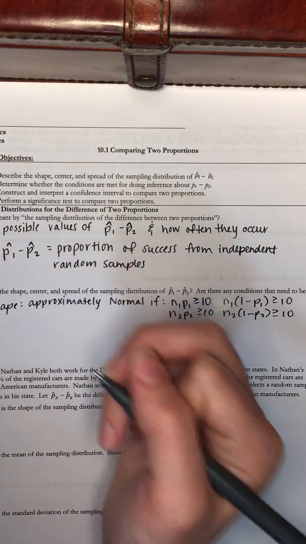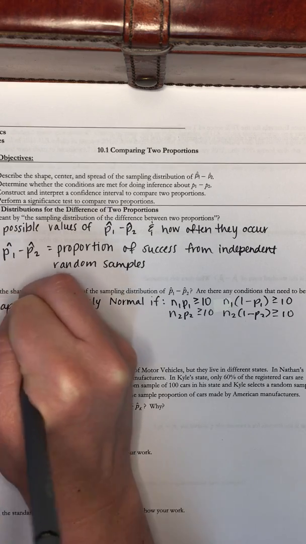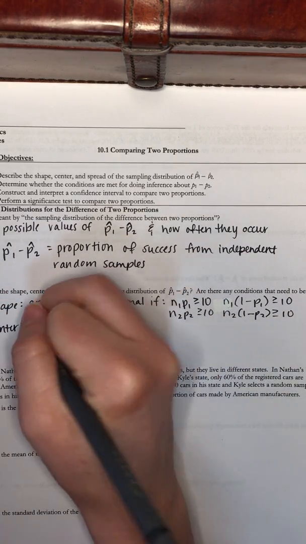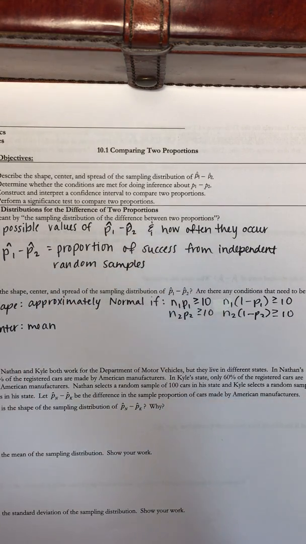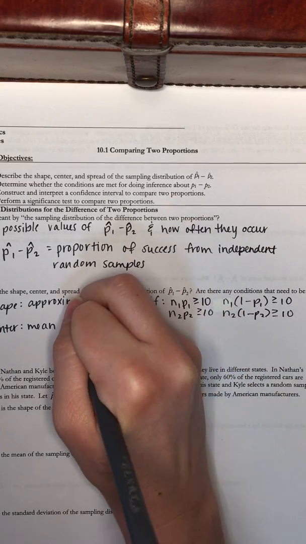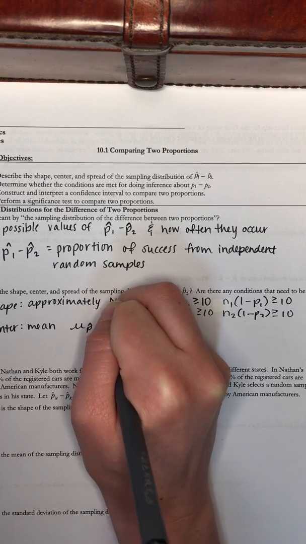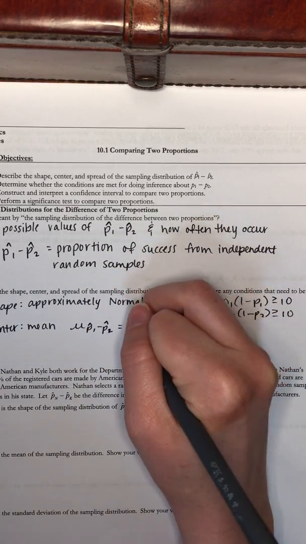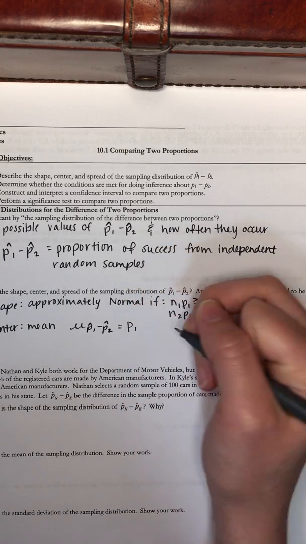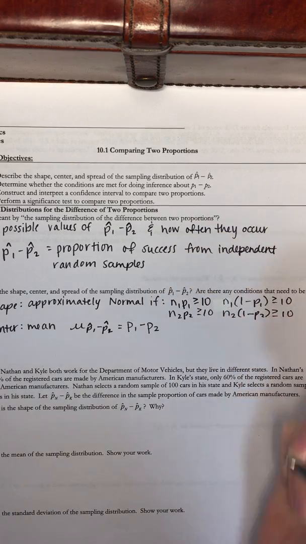Okay, what else do we want to talk about? Center. That's the easy one. We're going to talk about the mean. Remember that we have other measures of center. We've just been using mean for a while now. And we're going to say that mu of p hat 1 minus p hat 2 is equal to, if we knew the population proportions, p1 minus p2.